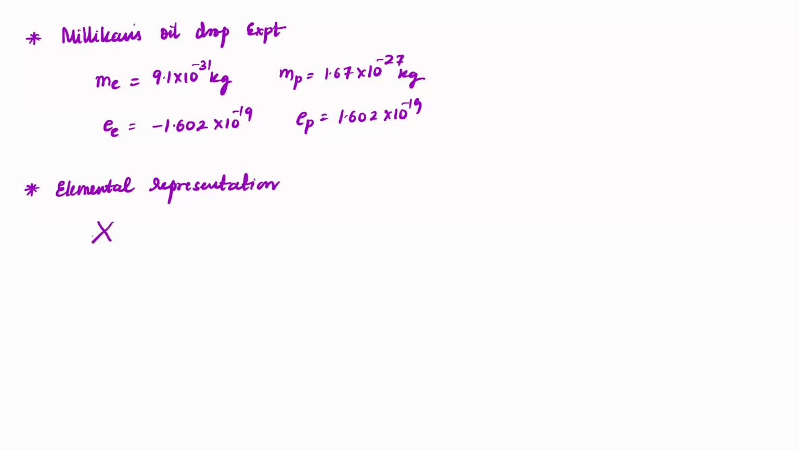Typically, any element will have two main parameters. One is A and one is Z. A represents mass number, which is basically number of protons plus number of neutrons present in the nucleus. And Z is the atomic number, which is simply number of protons. Correct? Just a second.